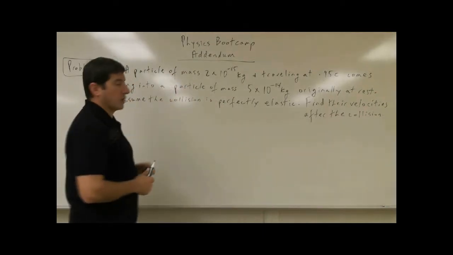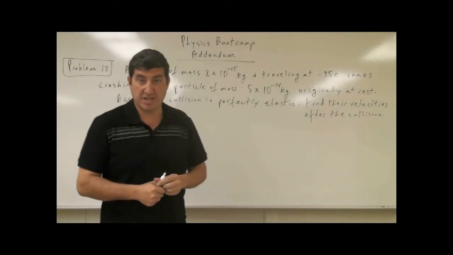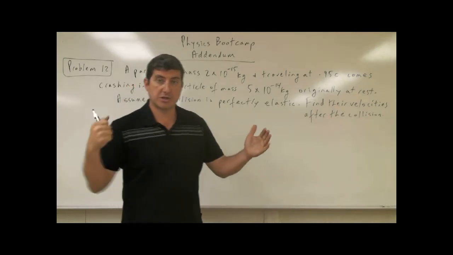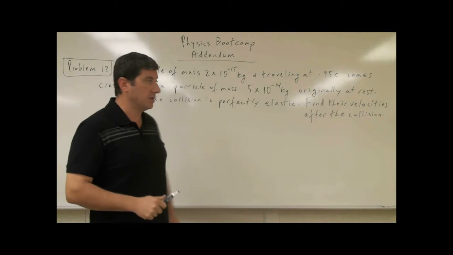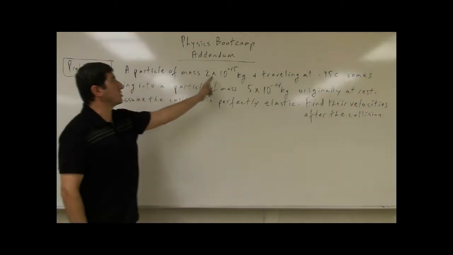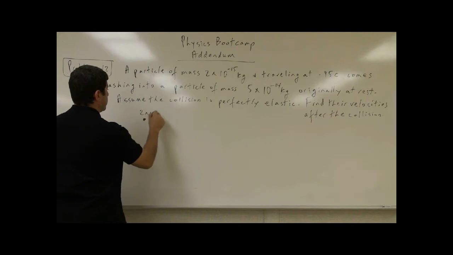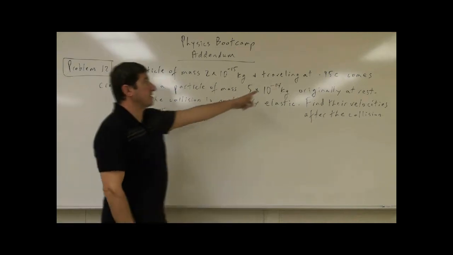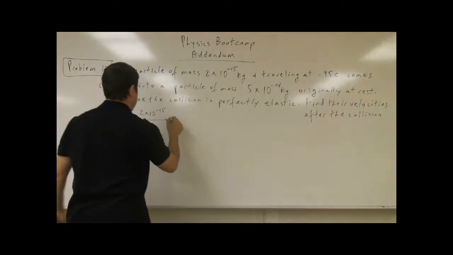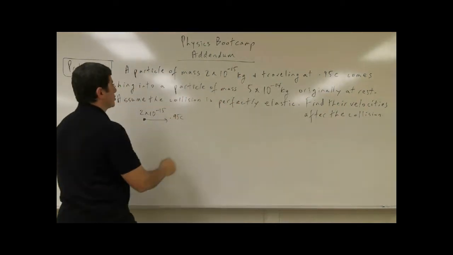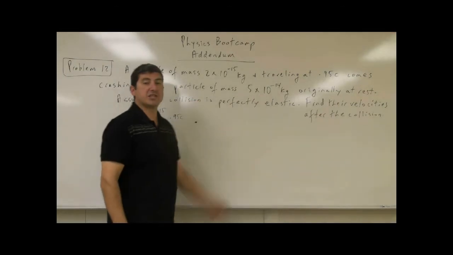Camp, we're now going to do problem 12. Problem 12 is going to be a continuation of problem 10. And then we had a particle that came in and collided perfectly inelastically with another particle. This time it says a particle of mass 2 times 10 to the minus 15 kilogram is coming in at, this is the same speed that it was in problem number 10, 0.95 the speed of light. And it comes crashing into a particle of mass 5 times 10 to the minus 14 kilograms.